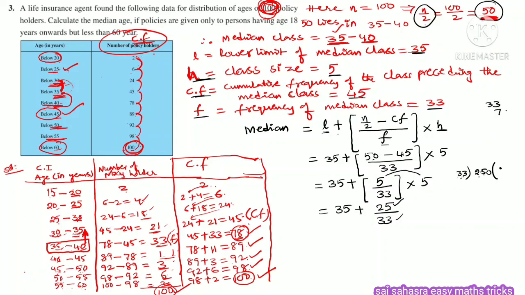33 times 7: 7 threes are 21, 7 threes are 21 plus 2 is 23, so 231. It is less than 250. 33 times 8: 8 threes are 24, plus 2 is 26, so 264, which is crossing 250. So we take 33 seven times only, which is 231. Out of 250, subtracting 231, with borrowing: 10 minus 1 is 9, 4 minus 3 is 1, 2 minus 2 is 0, so 19.